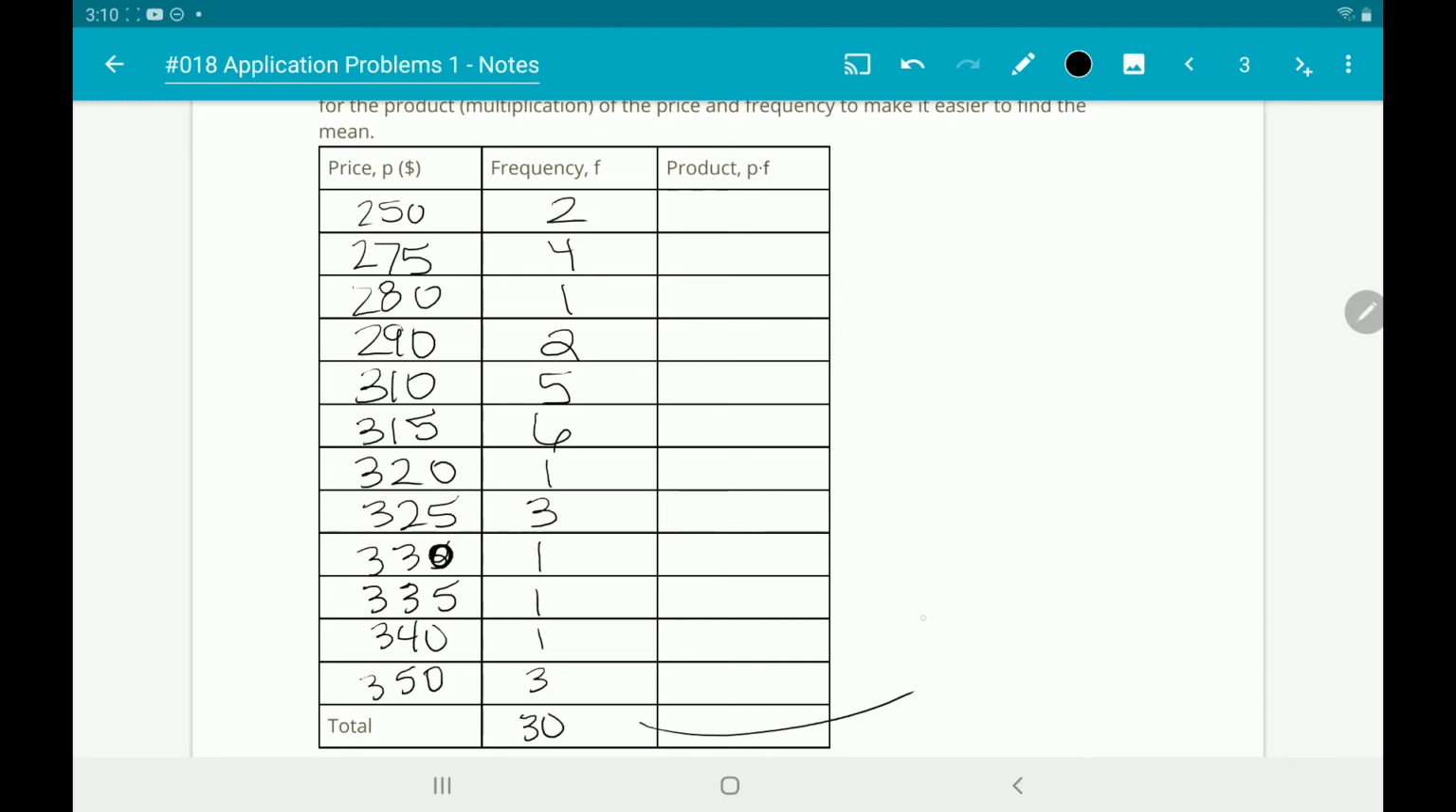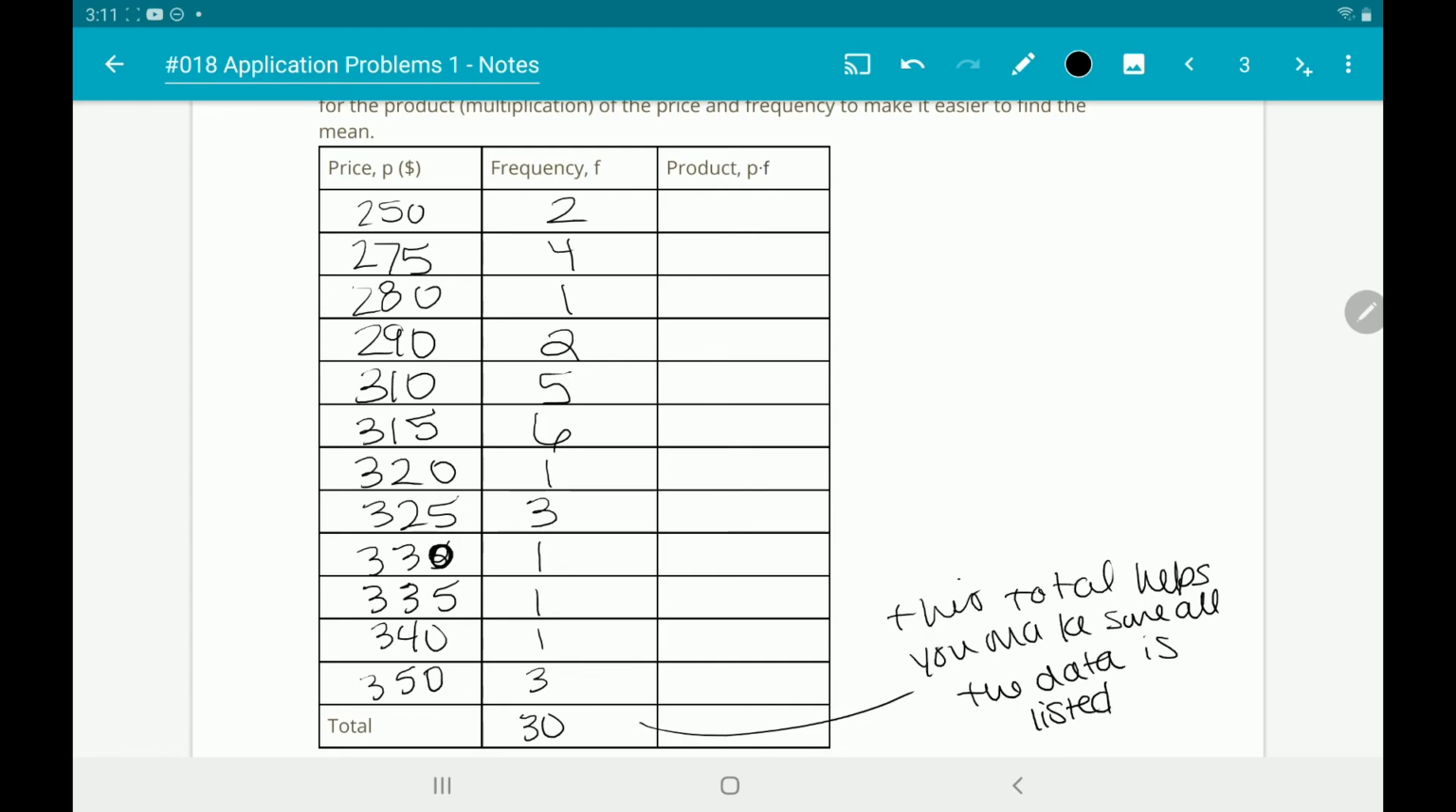And that total helps you to make sure that you have all the data listed, since we do have that he found 30 different prices. And if we multiply 250 times 2, we're going to get 500, and so that's how we're going to do it. We're going to do 275 times 4, and we're going to fill in the rest of this chart like that.